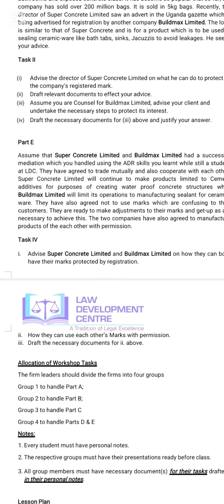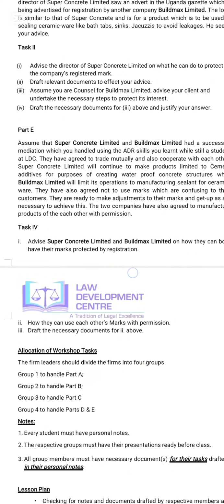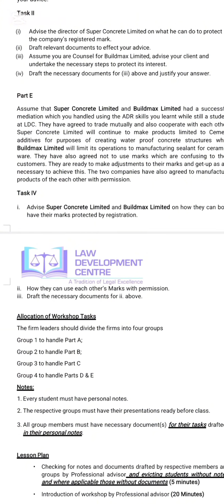So assume you are counsel for Buildmax Limited, advise your client and take the necessary steps to protect its interest. So basically here what you do, you file a reply to the objection, and they give you the form and the documents you have to fill, which are also in the Act as read together with the regulations.